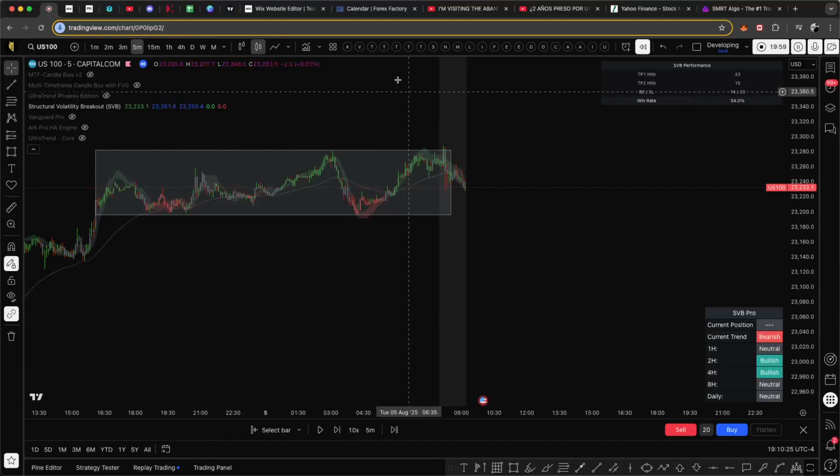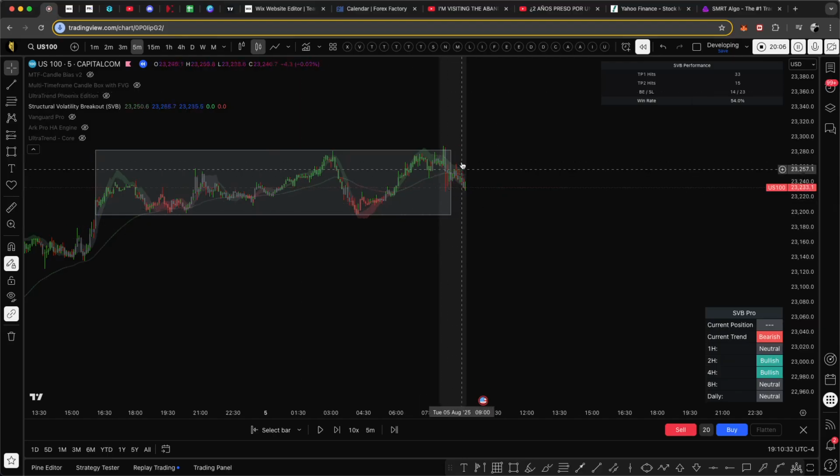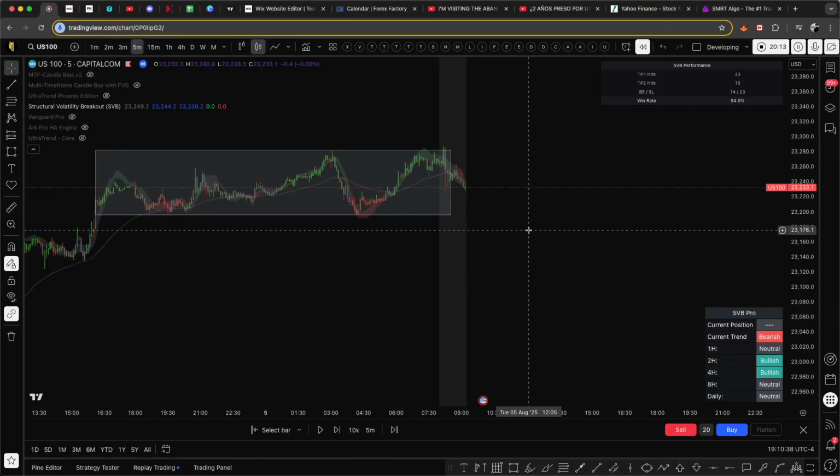At what time? I don't remember. This was Tuesday. Did we have news on Tuesday? Yeah, we had news at 10 a.m. in the morning, so a little volatility. You have to be aware of when we have news, especially if you're trading indices or futures. Very important. So let's see what happens when the signal gets printed.